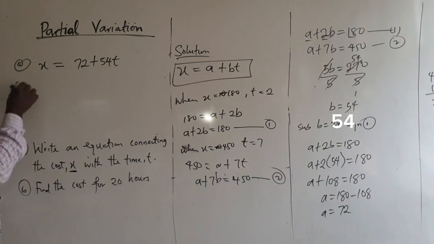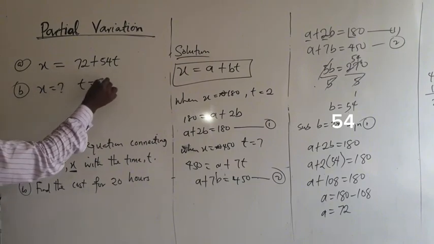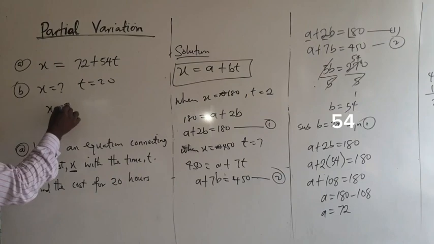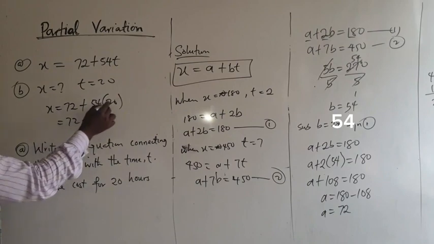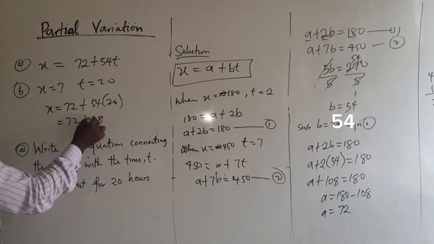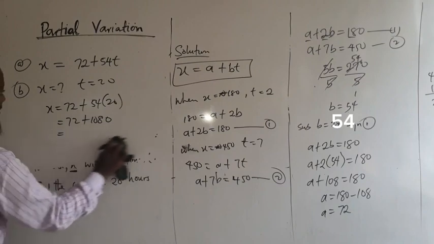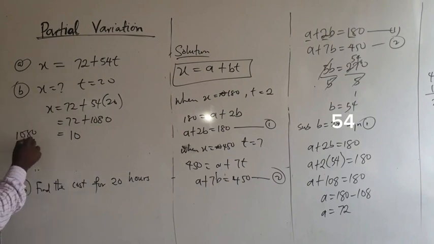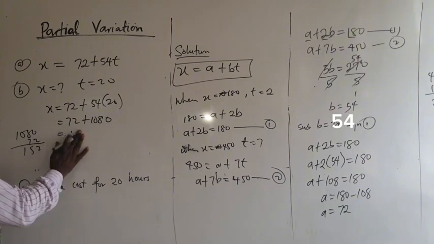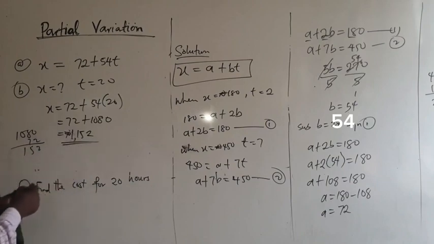Then for B, find the cost for 20 hours. So we are looking for X, and T is 20. So we make use of this. That means X equals 72 plus 54 times 20. So 54 times 20 is 1,080. We add this together, 1,080 plus 72, which gives us 1,152 naira. So this will become the answer, 1,152 naira.